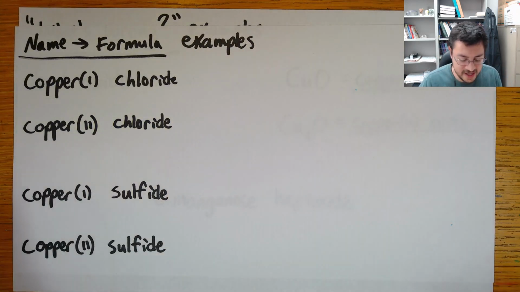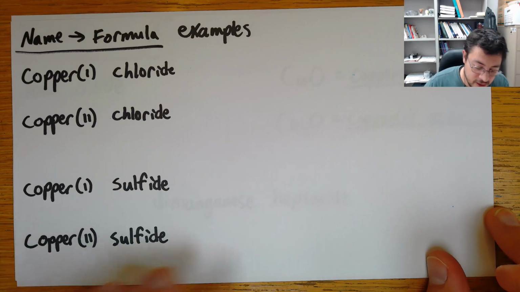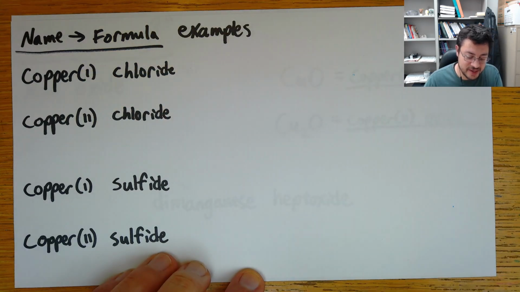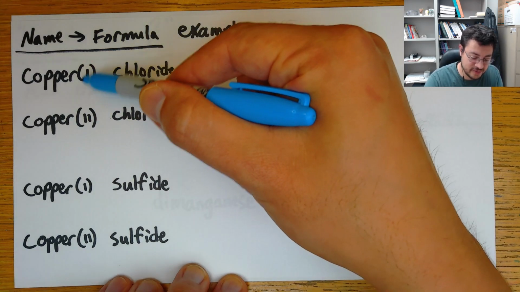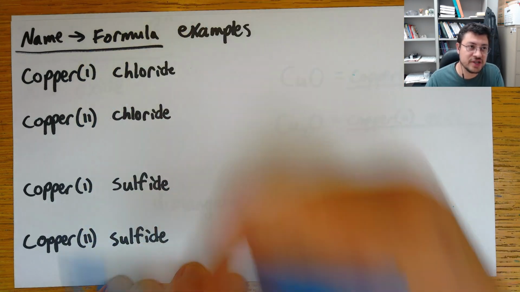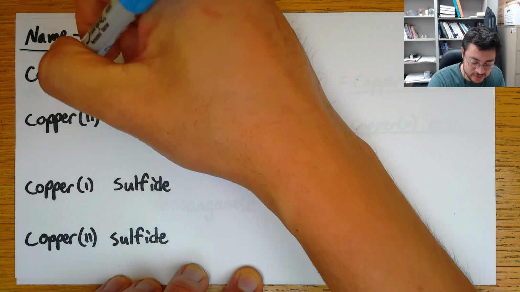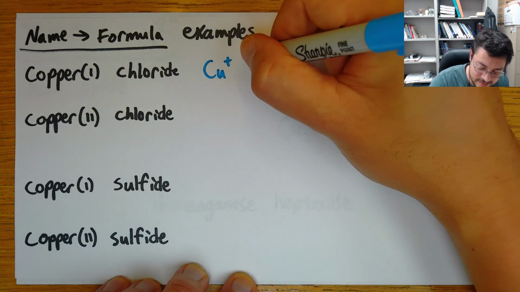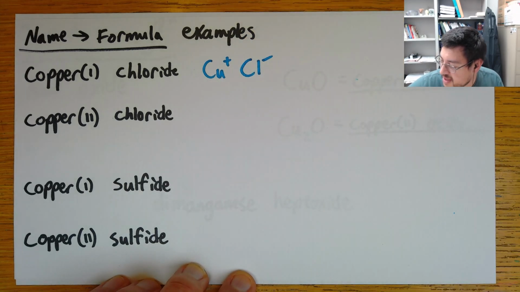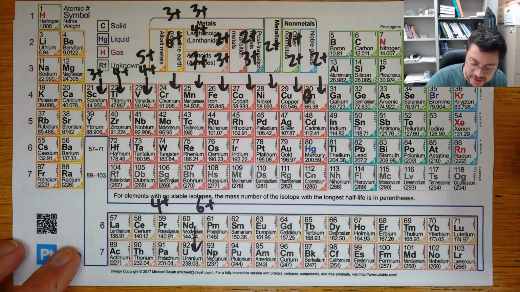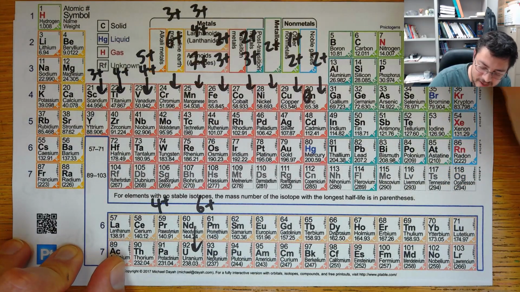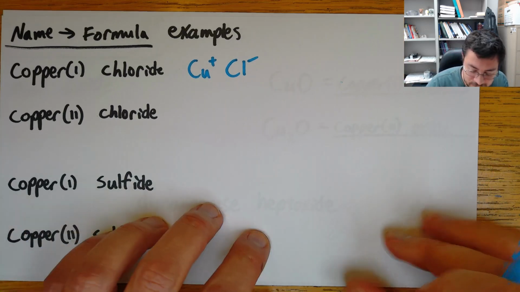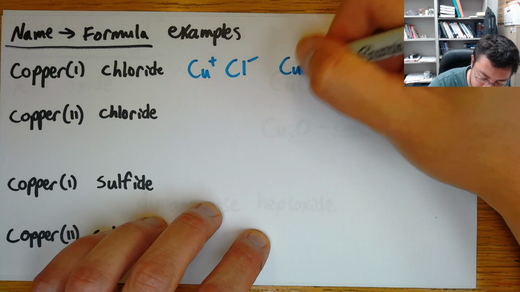All right, let's go to our next set of examples. We're going to go from names to formulas. The nice thing about going from names to formulas when you have type 2 metals is that you're forced to tell someone what the charge is on the metal. So you are told what the charge is on that copper. It's a 1 plus. Chloride is always a 1 minus. It's in group 17, the halogens, everything here is always a 1 minus. So we only need 1 of each, so we get CuCl.